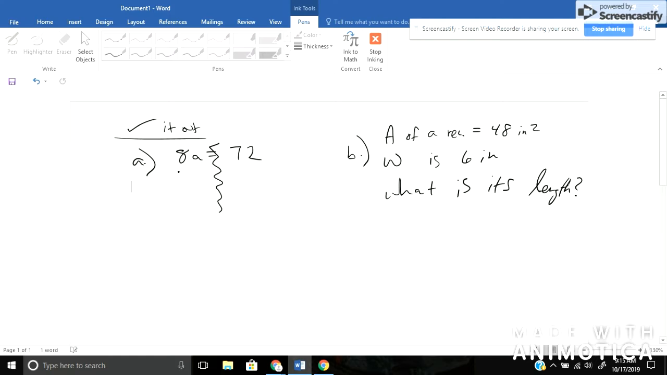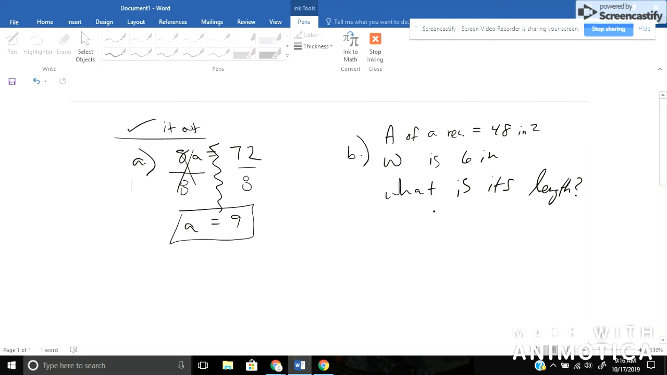This is saying 8 times what number gives you 72. Again, ask yourself the question, what's being done to my variable, and how can I undo that? So it's being multiplied by 8, so I'll divide by 8 on both sides. 8 cancels, 1A equals, and 72 divided by 8 would give us a total of 9.